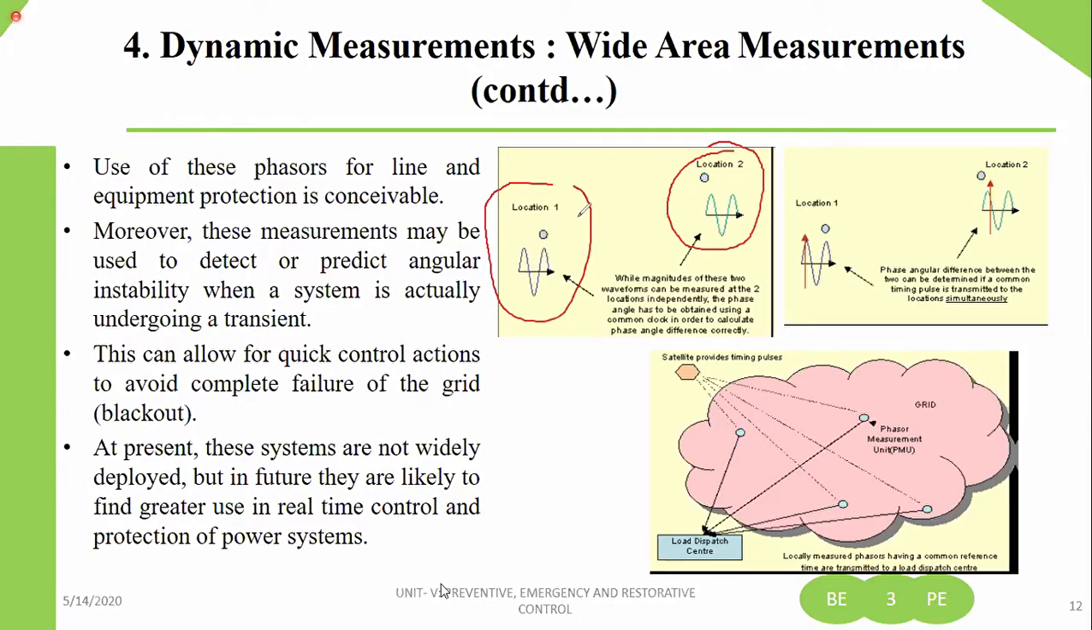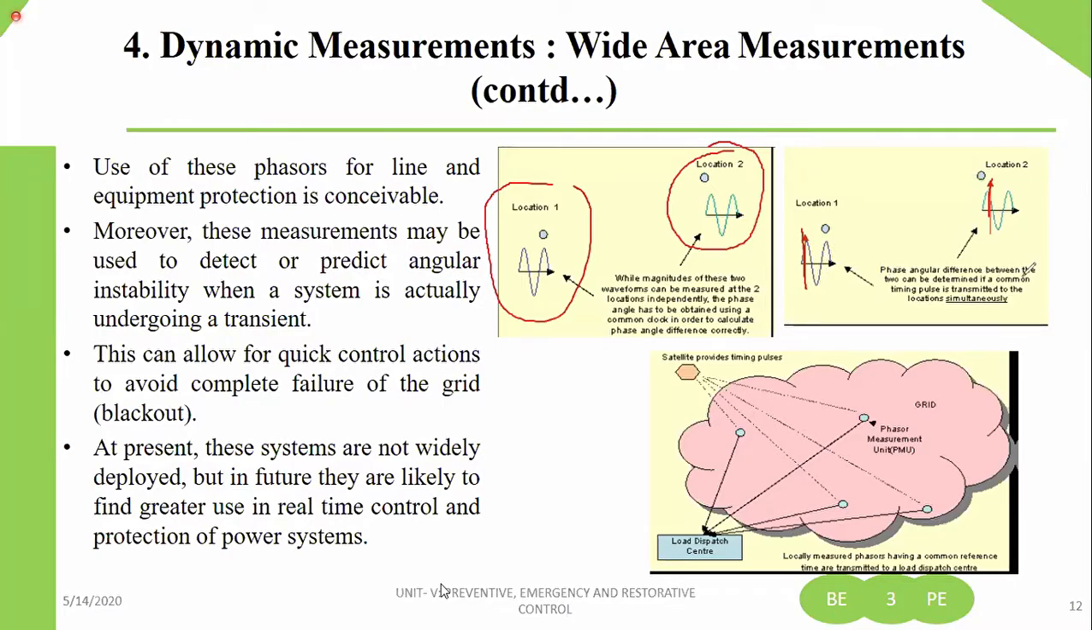But if you do it like this, then you will not be able to get an angular difference. How can you measure angular differences? You should have a common clock in order to calculate the phase angular difference. So like this, you will have one common clock, which means you start from here, and you can measure all the phase angular differences.